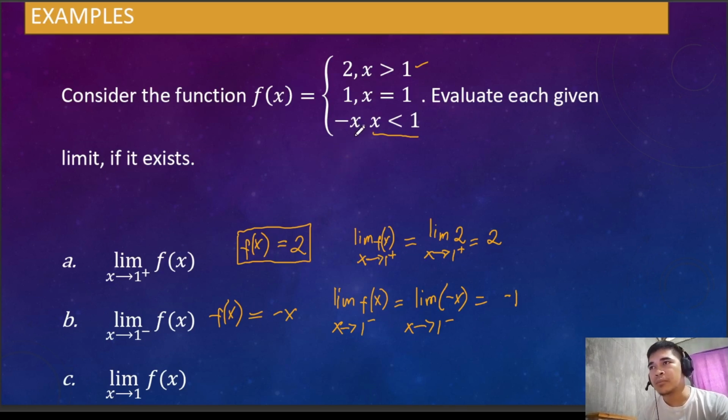Next, limit of f of x as x approaches 1. So, what will we use? From here, now we need to have the generalization based from the remarks and notes earlier. This is the general one. This is the right-handed, and we have the left-handed, and this is the general.